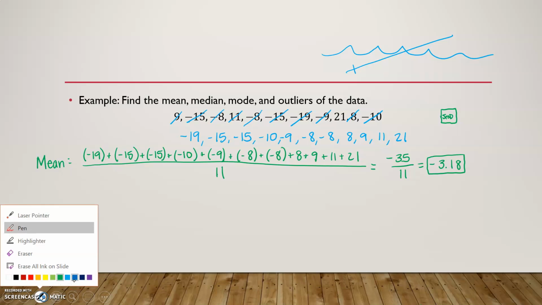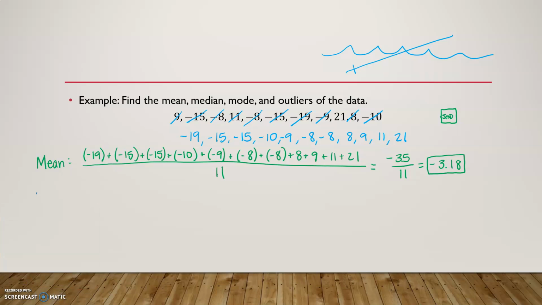Let's find the median. So the median is just the number that's in the middle. So to find the median, I'm going to look at these 2 points, and I'm going to cross one at a time on each end, 1 and 1. I'll make them go the same direction so you can see. I'm just going to keep crossing out, working my way towards the middle. And the middle number is negative 8. And that's how we find the median.